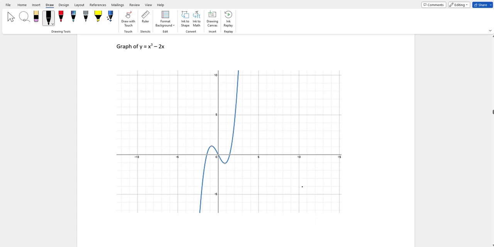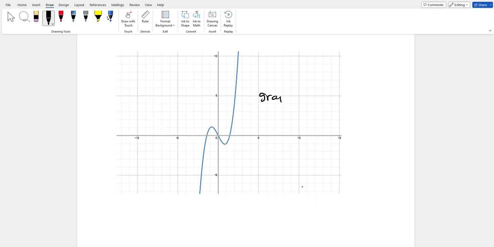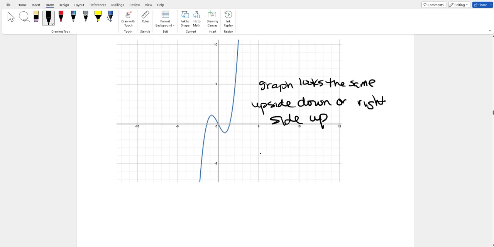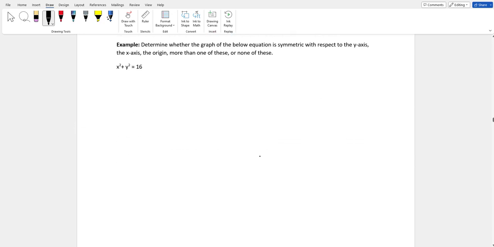Okay. Let's look at another one. We have x squared plus y squared is equal to 16. Let's check for symmetry about the x-axis. We're going to set y equal to negative y. I get x squared plus negative y squared equal to 16. We know that negative y squared is the same as a positive y squared. So as you can see, this is equivalent to my original problem. So that means we have symmetry about the x-axis.